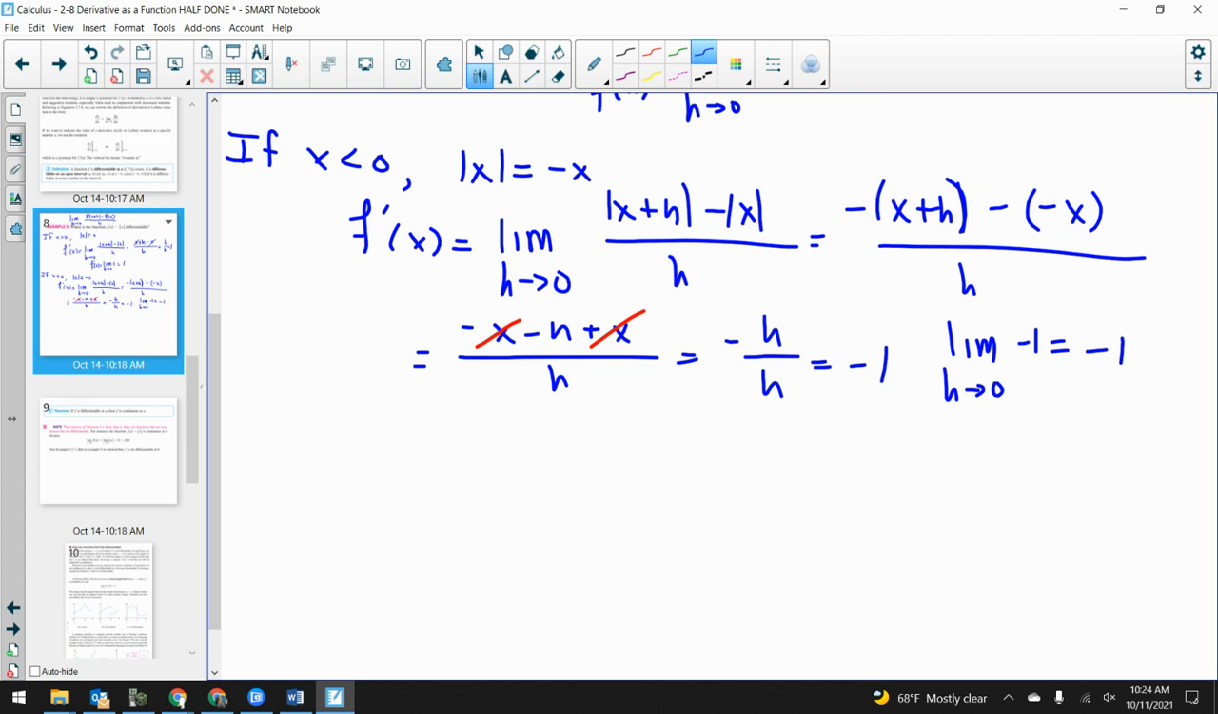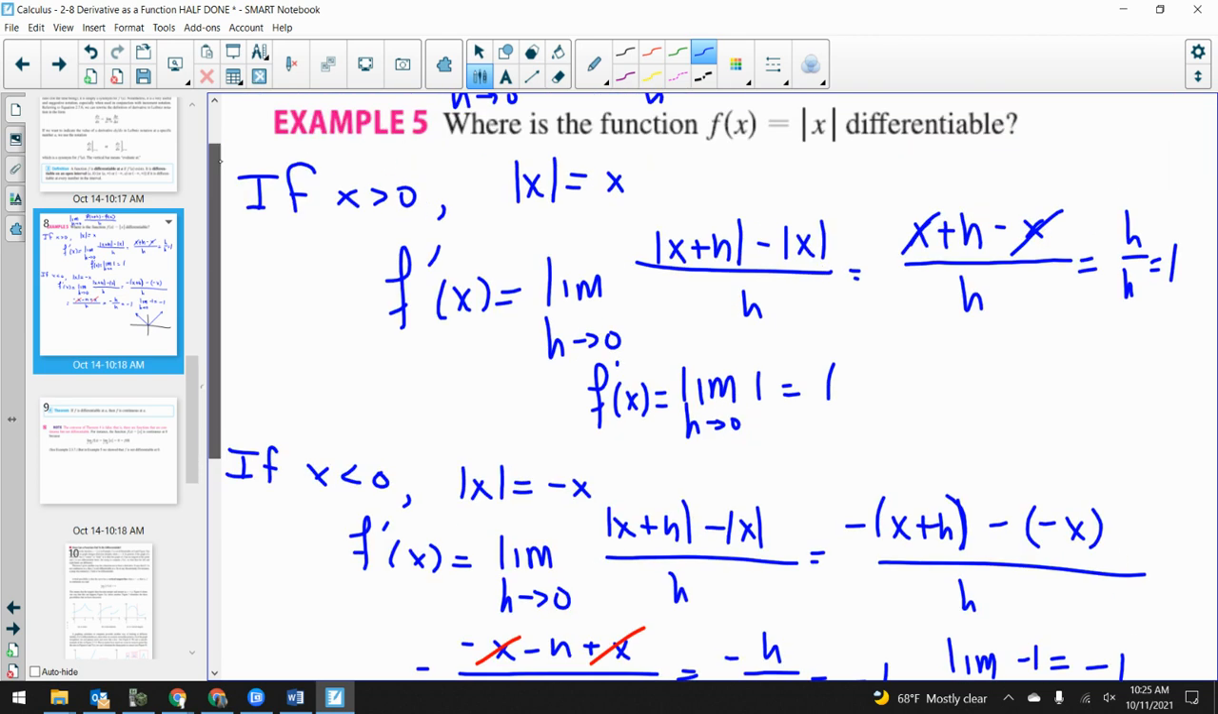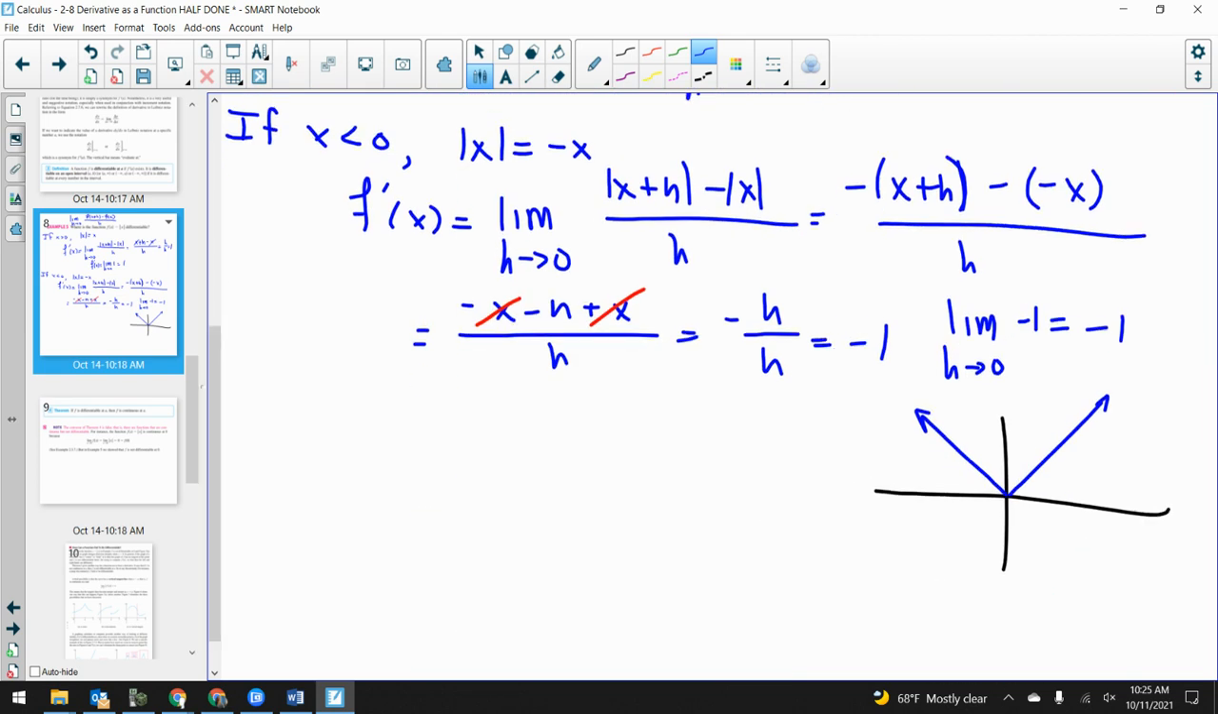Now, I shouldn't have needed to show all of that. Here's why. Think about the absolute value function. What's the slope on the right side of this graph? Positive 1. What's the slope on the left side of this graph? Negative 1. So it makes sense that if x is positive, the derivative is 1. If x is negative, it's negative 1.